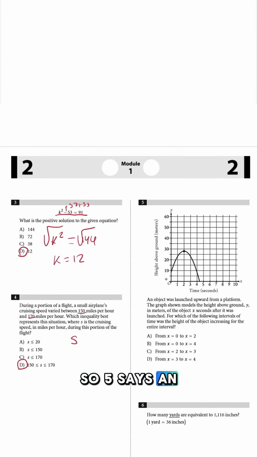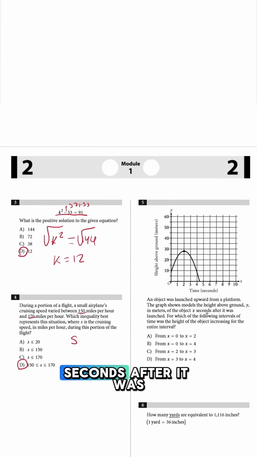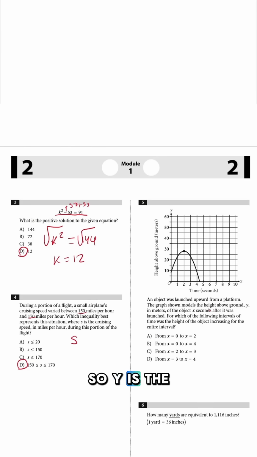So 5 says, an object was launched upward from a platform. The graph shows the model of the height above ground, y, in meters, of the object x seconds after it was launched. So y is the height and x is the time after launch. For which of the following intervals of time was the height of the object increasing for the entire interval? So remember, height is our y-axis, and time is our x-axis. So I'm looking for when the object is increasing in height.